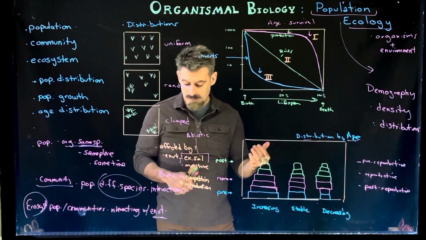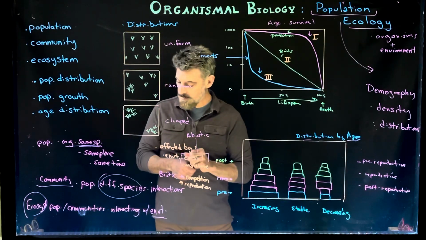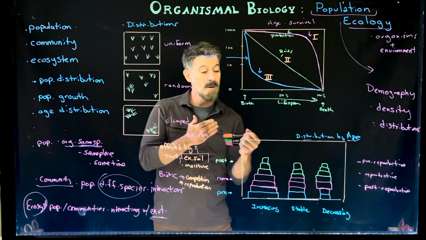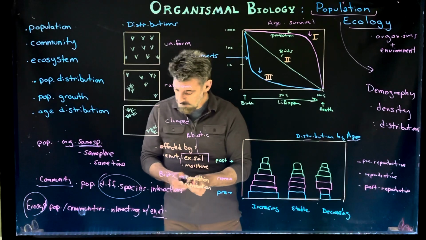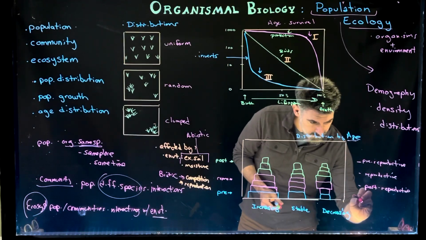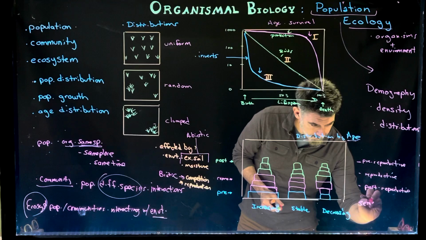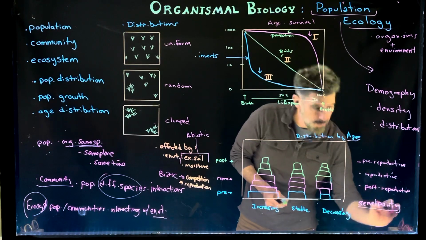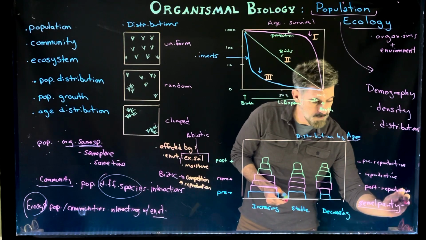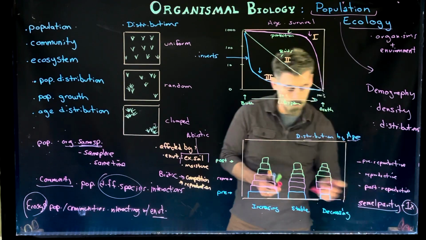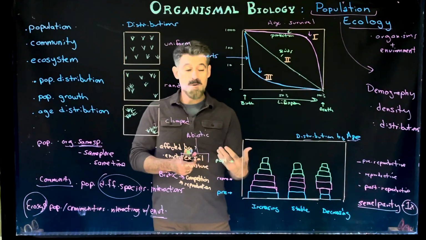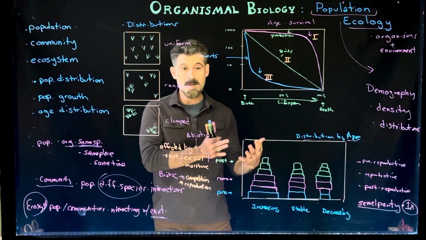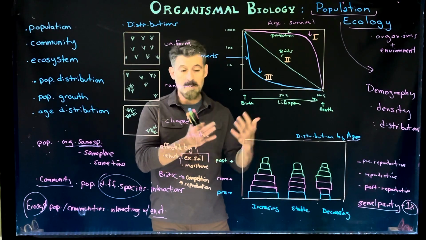Organisms then tend to have different types of strategies in terms of whether they reproduce more than once in their life or only once. So we call this semelparity, which is one time. So there's some species that mature to reproductive age, they reproduce once, and that's it. And some of them die.